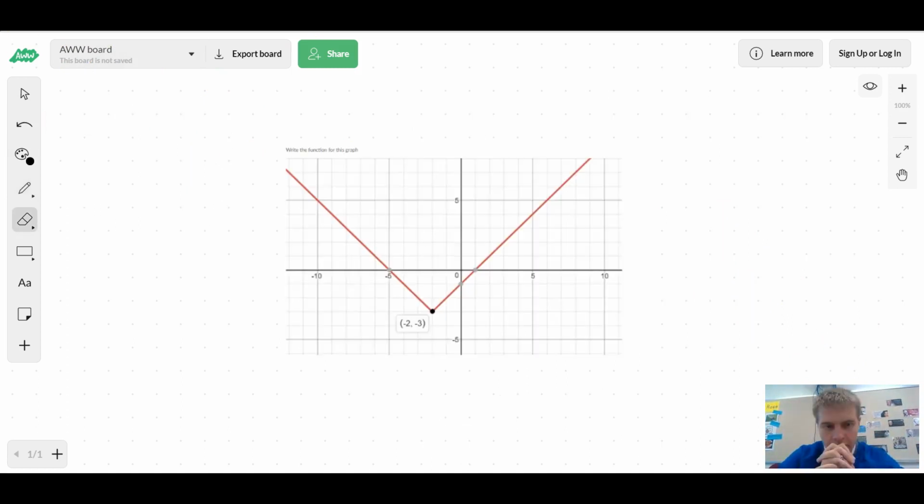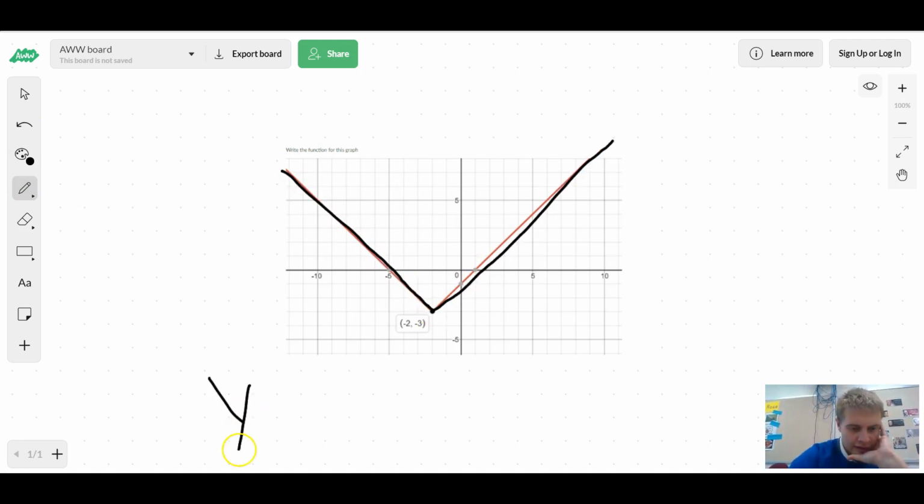Let's try the next. Okay, they want to write a function for this graph. And so how you should look at this graph is you should go, oh, this makes a V shape. I know that this is an absolute value. And so because you know it's a V shape, it should make an absolute value. So you should get y is equal to the absolute value, and we have an x over here.